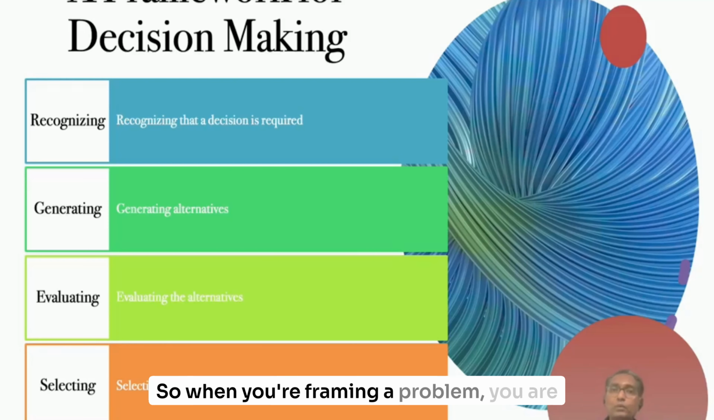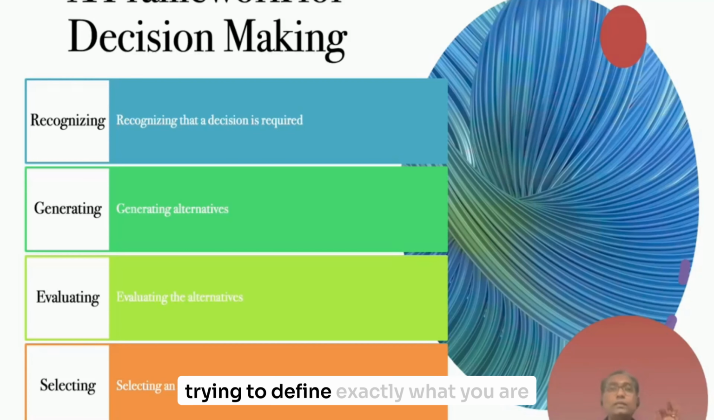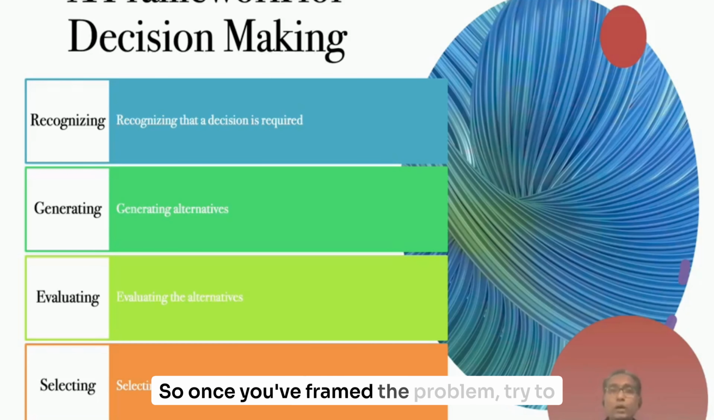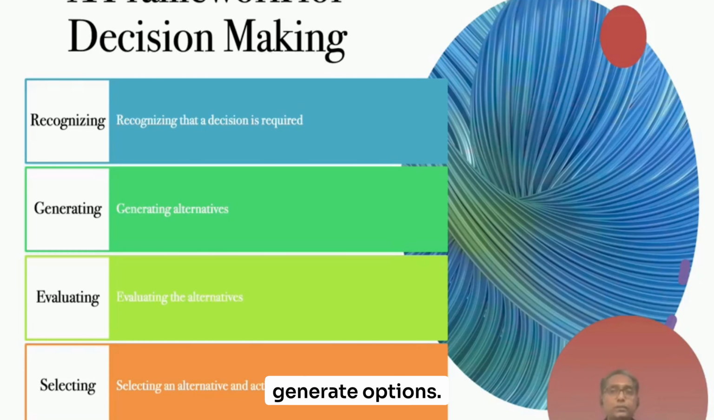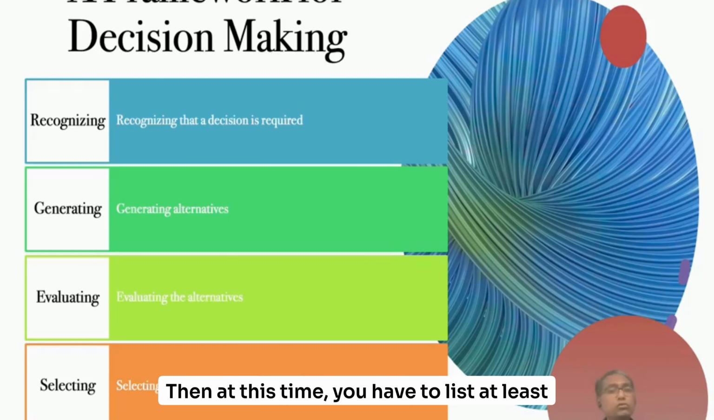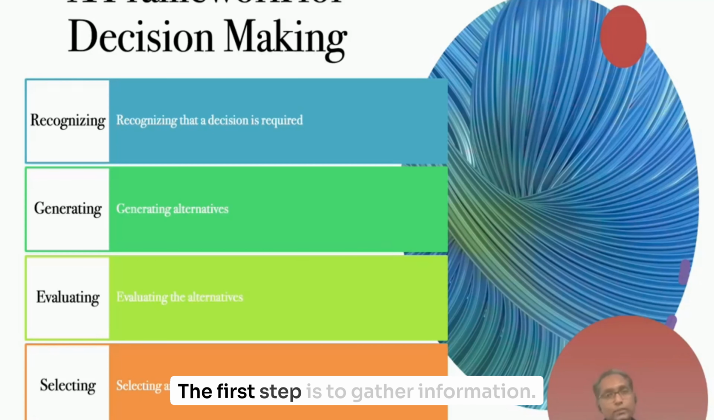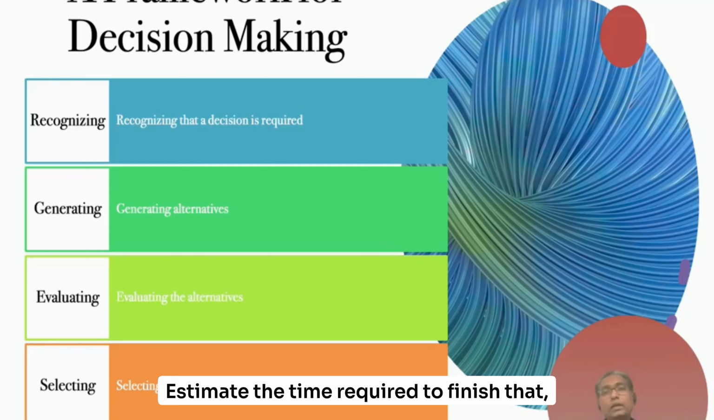So when you're framing a problem, you are trying to define exactly what you're deciding. Should I focus on reading chapter 9 today, or should I start working on my paper? So once you frame the problem, try to generate options. At this time, you have to list at least 3 possibilities, even the unconventional ones. The third step is to gather information. Estimate the time required to finish that, the difficulty level of it, and the benefits for each option.